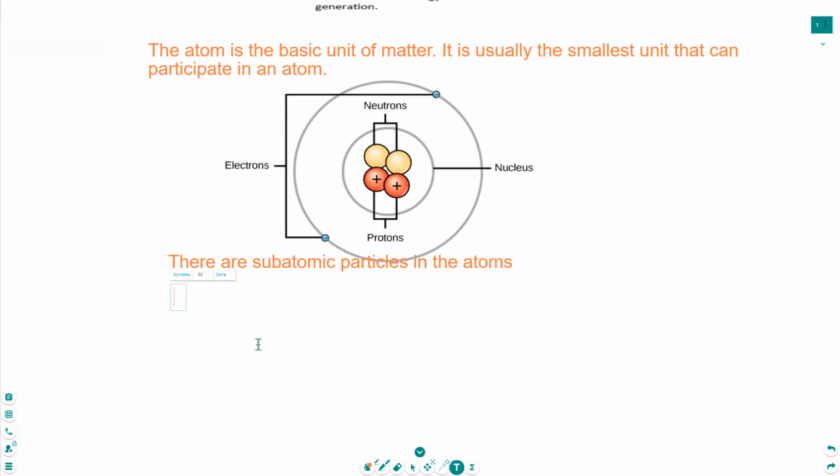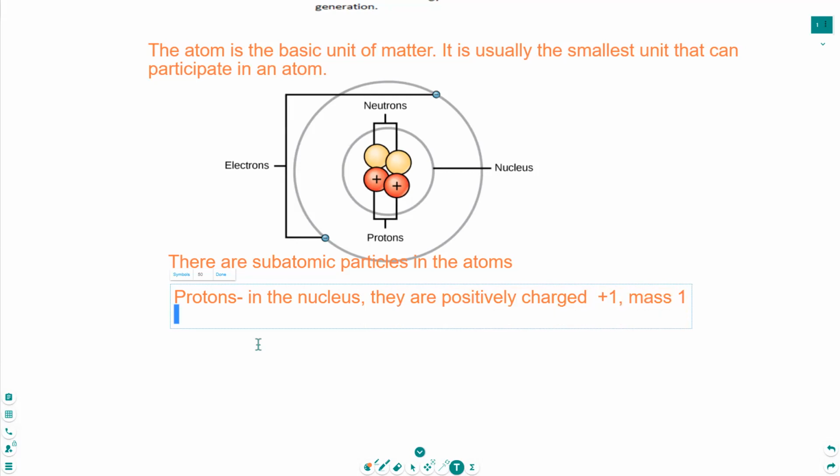As you can see there, we have protons. Protons are found in the nucleus. That area in the center of the atom is called the nucleus, right? And as it concerns our protons, they are positively charged, with a relative charge of +1. They also have a mass. The mass of the proton is also 1, right?